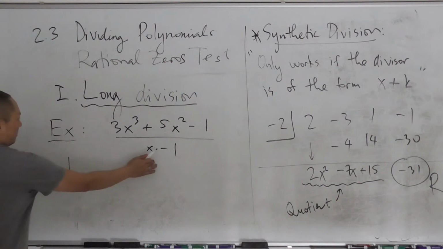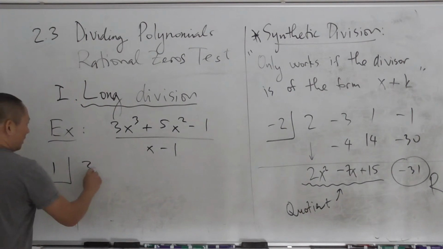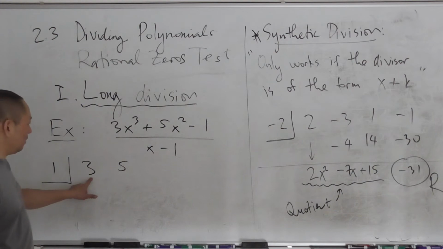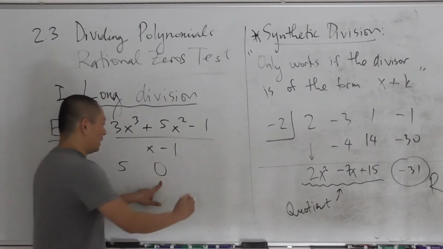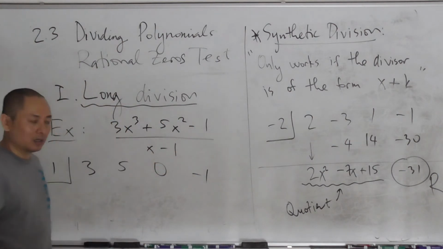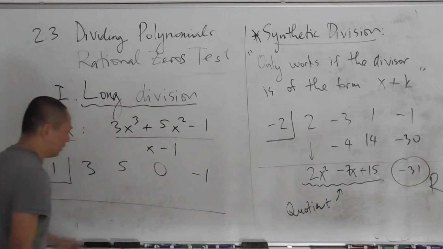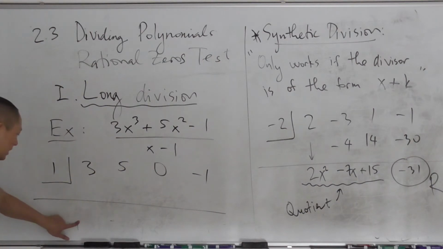The zero of the divisor is 1, right? And the coefficients of the dividend are 3, 5, this is for x cubed, this is for x squared, and we have to write a 0 for the x term, and then -1, and then things get back to normal. That 0 is very important, okay? If you miss that 0, your synthetic division will not be correct. Then you won't get to the right answer, so be very careful.